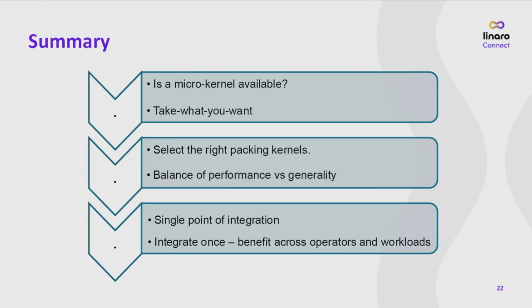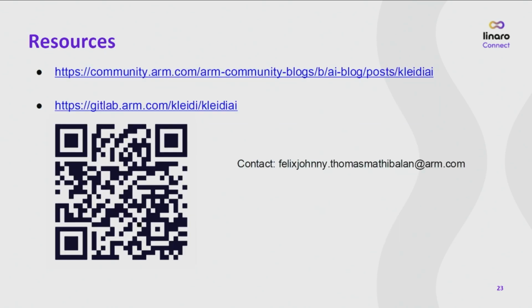So, in summary, how do you go about it? If you want KleidiAI to be integrated into a framework, first, is a microkernel available? If yes, then take what you want, and select the right packing kernels. There again, you choose, do I want a specific packing kernel or do I want something more generic? And then have a single point of integration, wherein one microkernel serves multiple operators, so that you can get a wider reach coverage for your machine learning workload. And that is basically it.